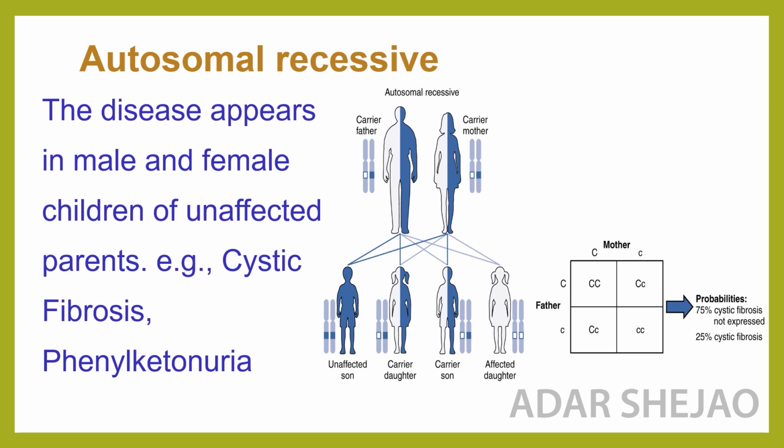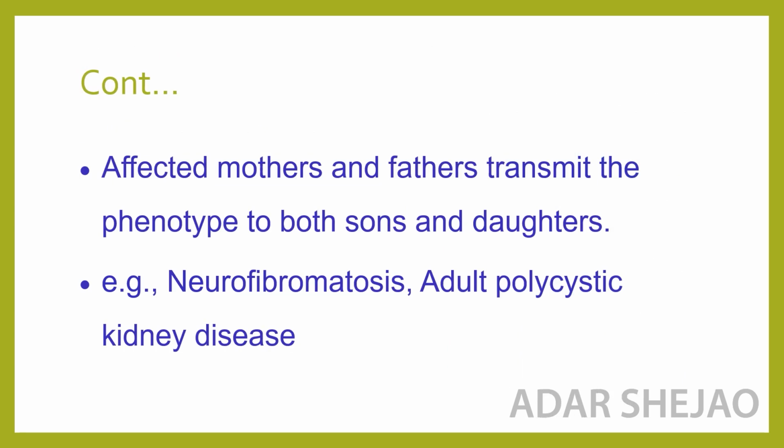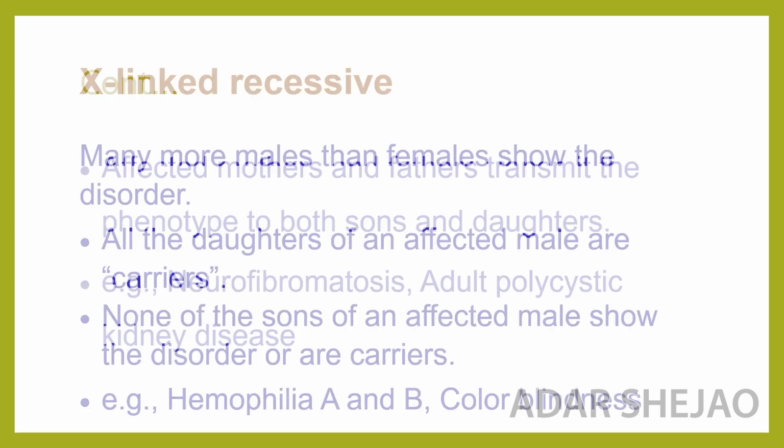Autosomal recessive. The disease appears in male and female children of unaffected parents. E.g., cystic fibrosis, phenylketonuria. Autosomal dominant. Affected males and females appear in each generation of the pedigree. Affected mothers and fathers transmit the phenotype to both sons and daughters. E.g., neurofibromatosis, adult polycystic kidney disease.